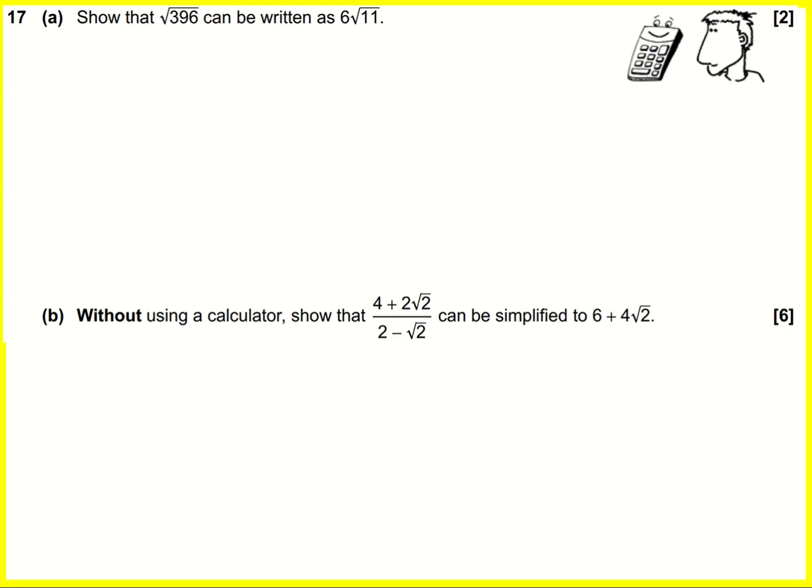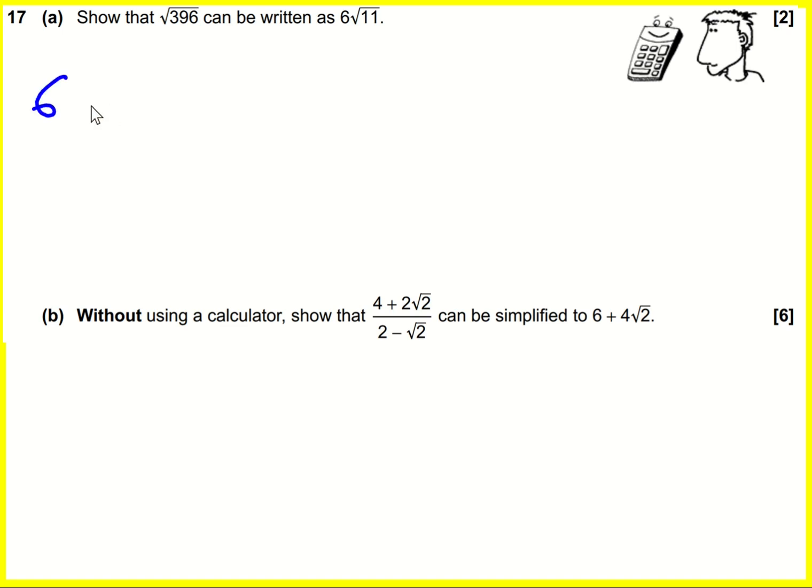Whilst this is a calculator paper, if you just put root 396 into your calculator and it gives 6 root 11, you can't use that as reasoning. "Show that" means you have to basically do it without a calculator. You must show your reasoning and what's happening. So maybe the best thing to do is do it the other way around.